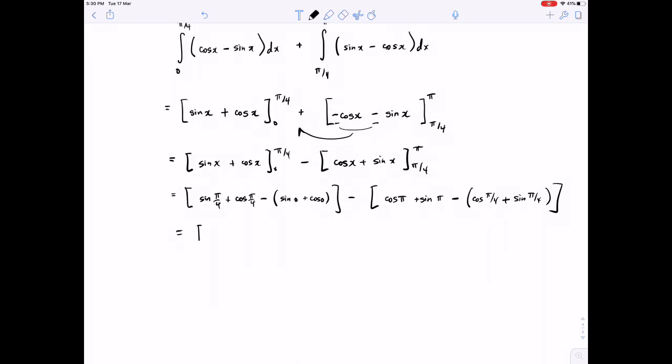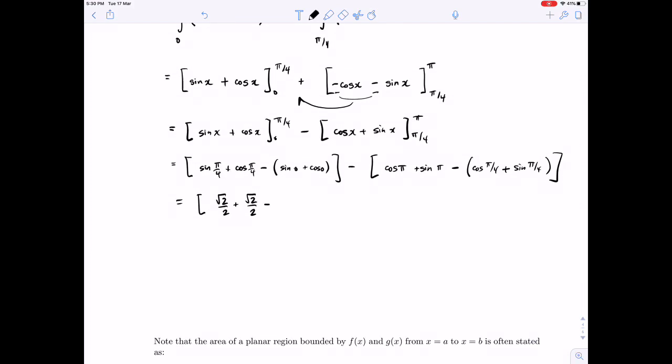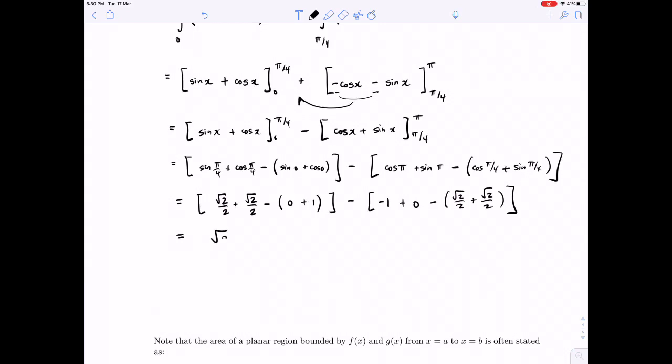Cos of pi over 4, sine of pi over 4 are those special values from the unit circle, root 2 over 2. Minus sine of 0 is 0. Cos of 0 is 1. Minus on this side, cos of pi is minus 1. Sine of pi is 0. Minus, and over here we have our root 2 over 2 values for both the sine and the cos. 2 times root 2 over 2. Add these guys together, and I'm just getting root 2 minus 1.